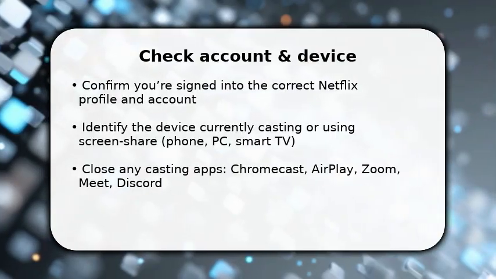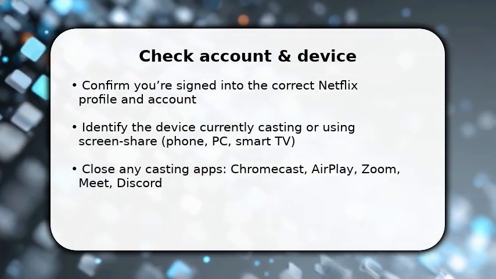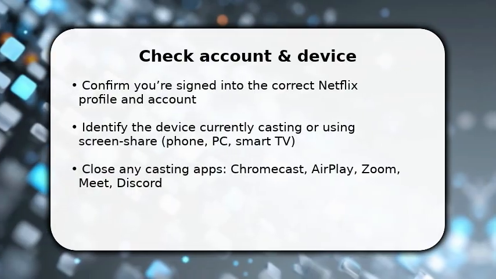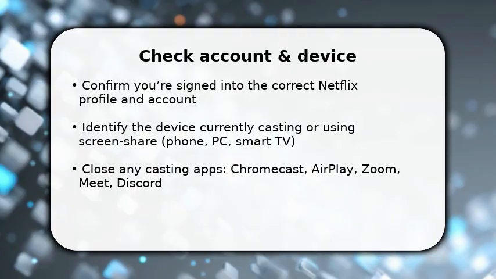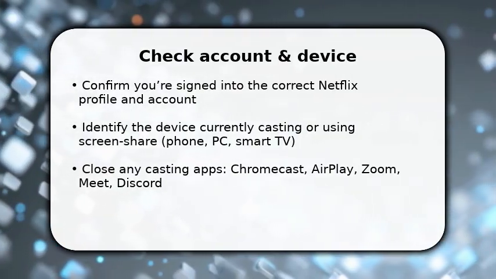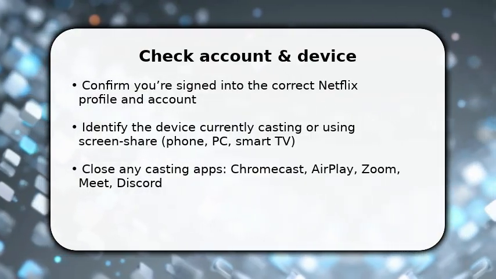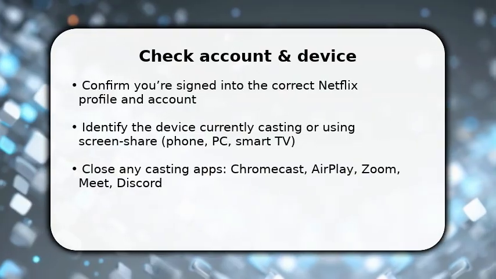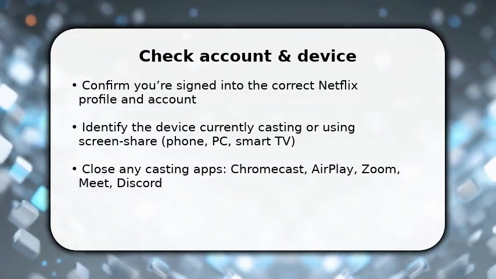You're signed in and ready. First, verify which profile and device is sharing. On your phone or PC, open Netflix and look for the casting icon or the browser tab. Close the app that initiated sharing, Chromecast, AirPlay, or a meeting app, because Netflix won't stop until the source stops. If you're on a browser, click the active tab and stop media. Doing this now prevents confusion later and ensures you cut the stream at the origin, not the display.